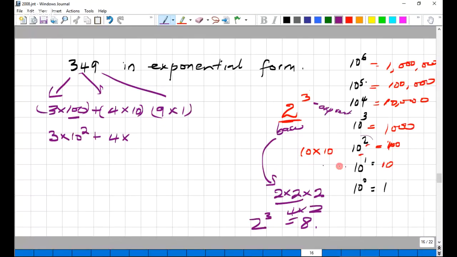What's 10 to the first power? 4 times 10 to the first power plus 9 times 10 to the 0 power. We haven't started doing these in class yet, but we're figuring them out. Also in lessons.